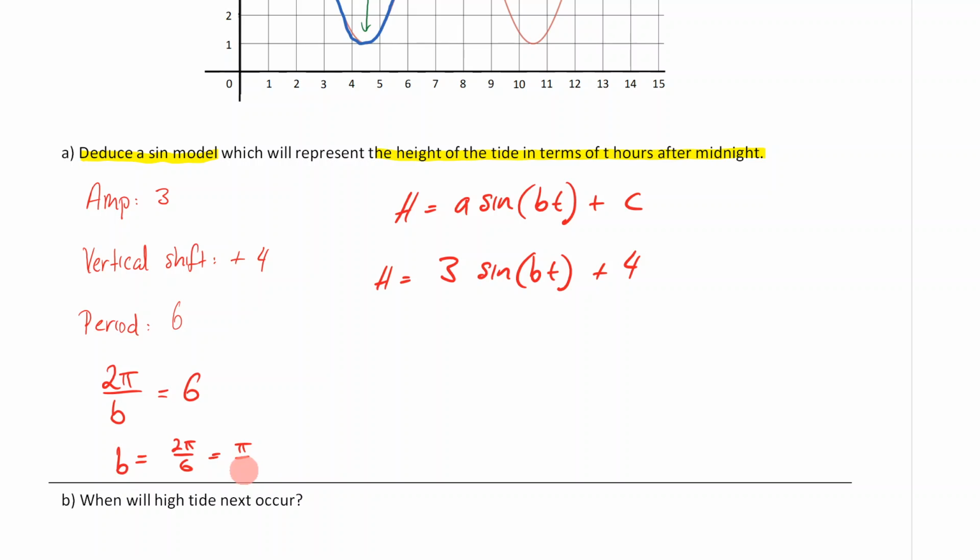So take note of the little step we had to do there. It wasn't as simple as just chucking in 6. We had to say, well, 2 pi over the coefficient is going to be equal to 6. Therefore, b is going to be equal to pi on 3. So my final answer here is 3 sine(pi on 3 t) plus 4. So just a nice little trick there. Well, not trick, but procedure to make sure you're getting the right answer. So that is the first part of our question there.